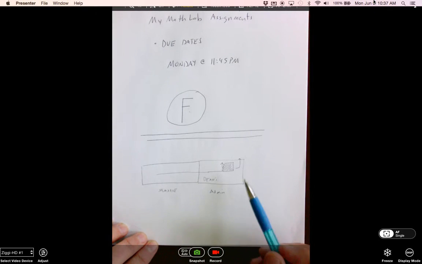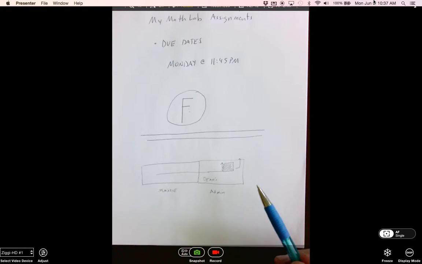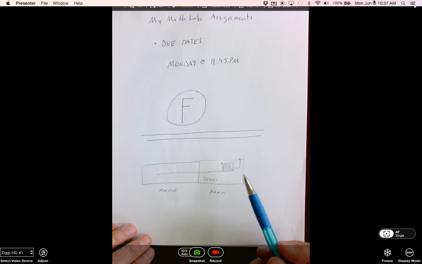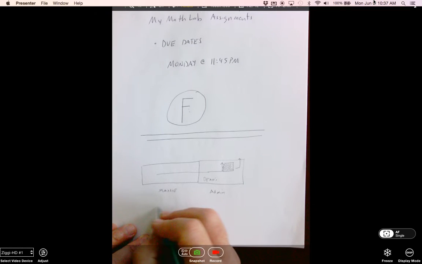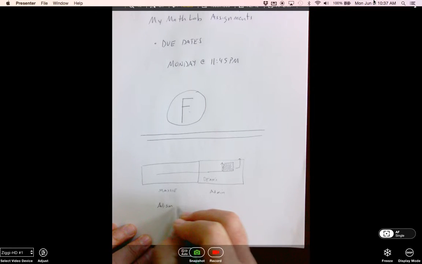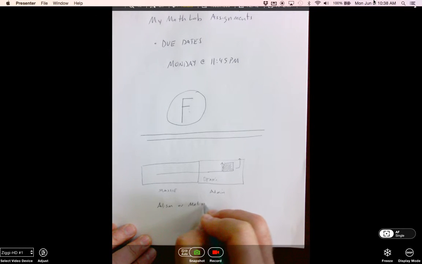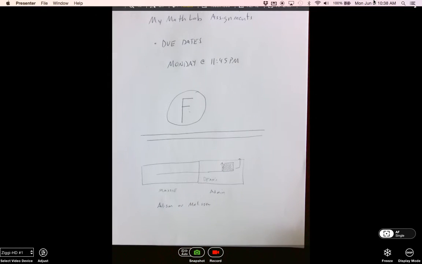But the best thing to do, if you want help at your leisure, is go to the math lab and let either Allison or Melissa help you. They can definitely help you with what we're doing in this class, at least for now.